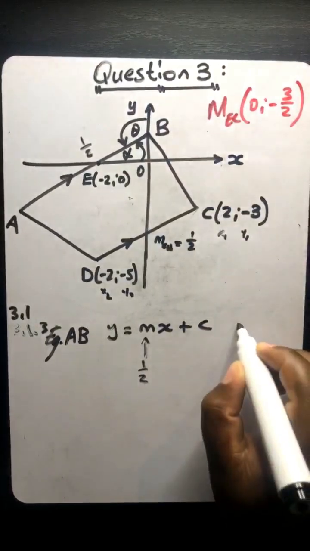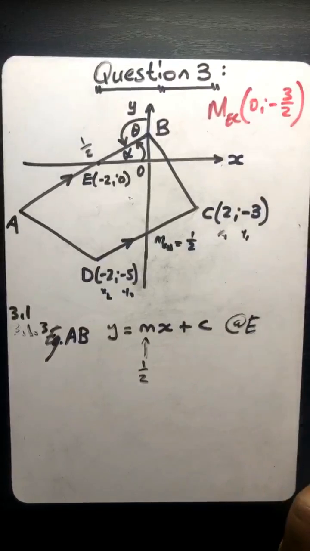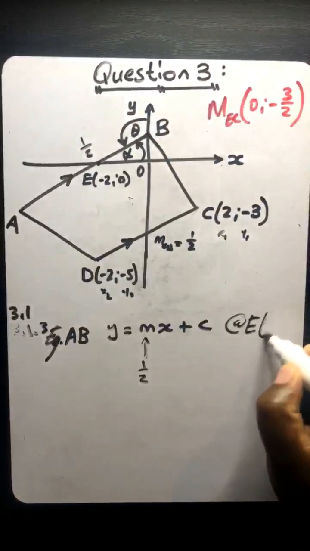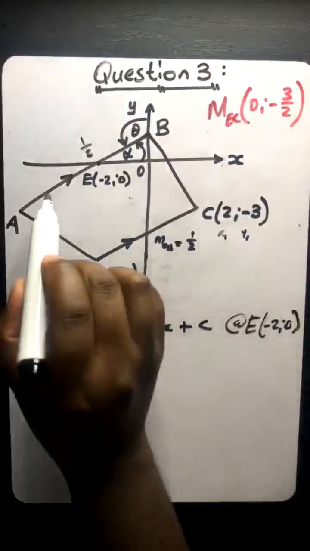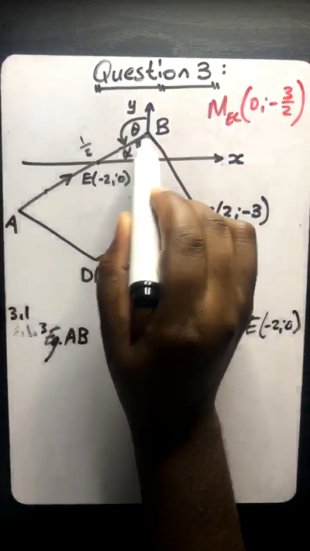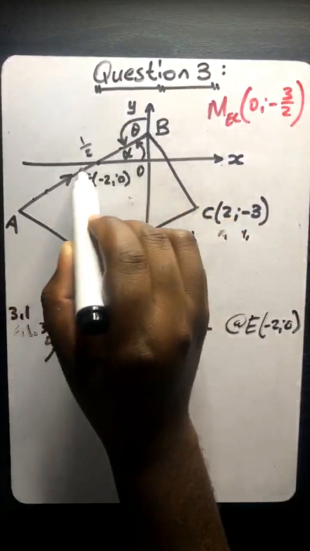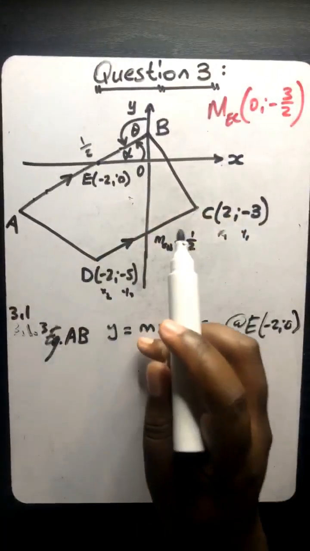Also, you have a point, point E, which is along that AB. Point E is equal to -2 and 0. So that means if you had a point anywhere, as long as it's along that line AB, you can use that point as long as you know its coordinates. Very, very important. So let's see.